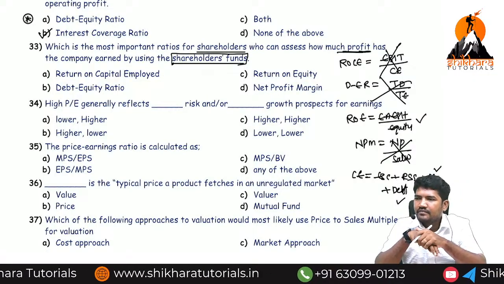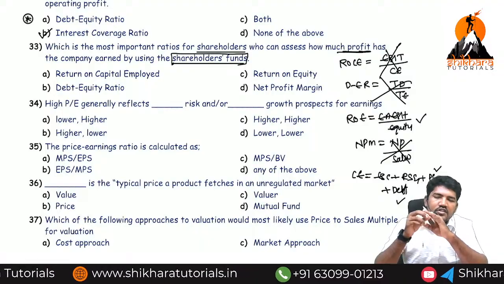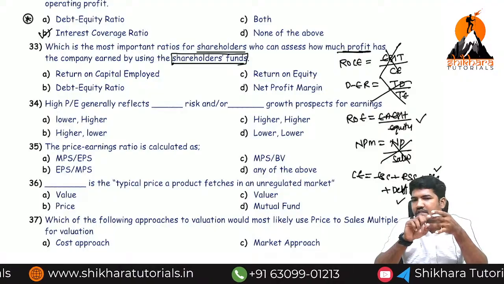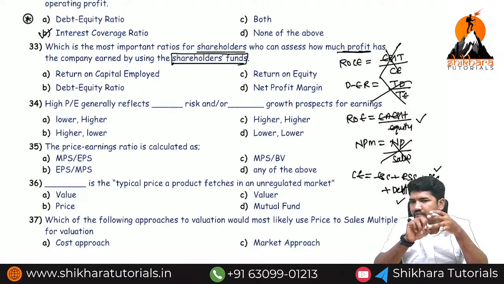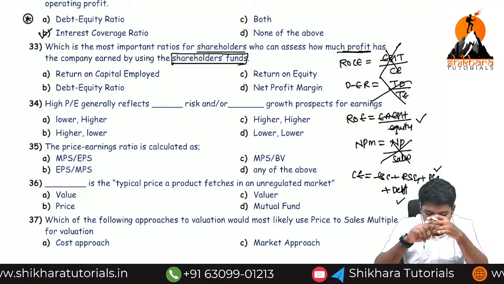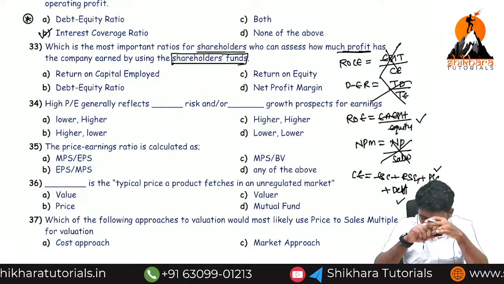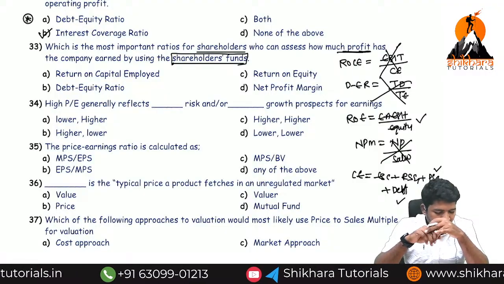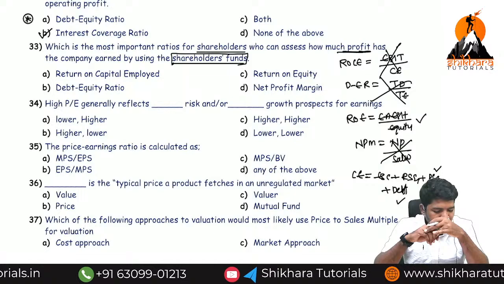Guys, clear? So return on capital employed here talks about the entire organization's profit. Return on equity talks specifically about equity shareholders' profit. Now when it comes to illustration number 30, MCQ number 34. High PE generally reflects dash risk and or dash growth prospect for earning.